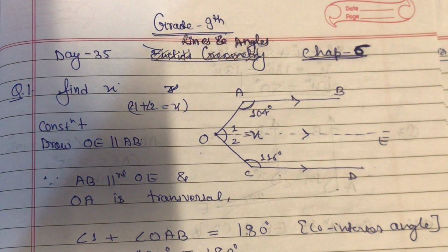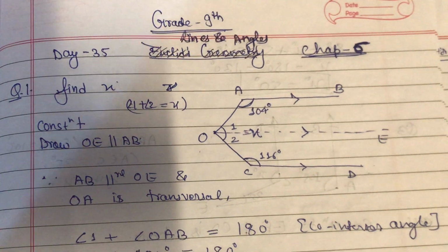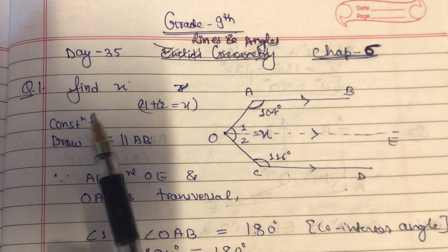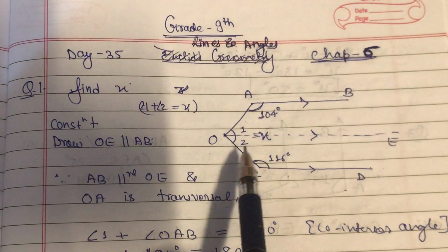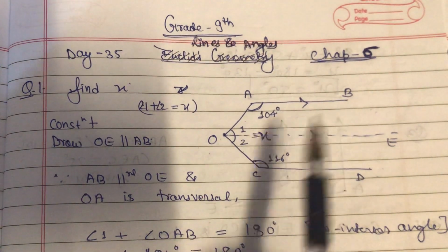In this video, we are going to solve questions based on properties of parallel lines. Look at the first question. I have to find the value of x, that is angle 1 plus 2. It is already given that AB is parallel to CD.